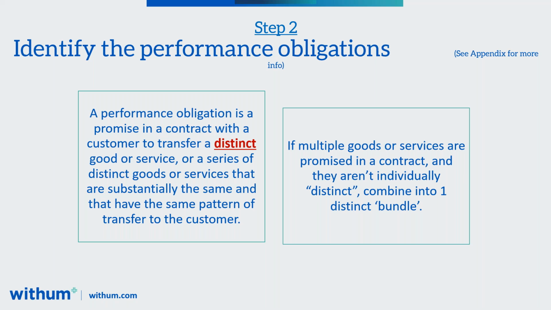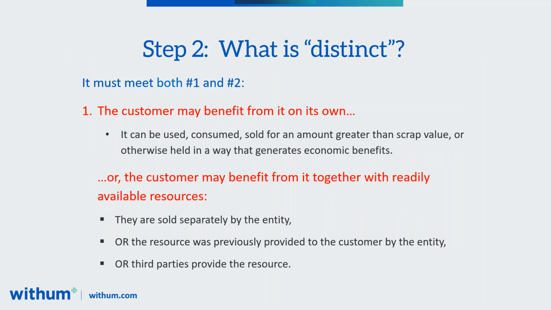And in some cases, there may be just one performance obligation. In other cases, there may be more than one. So on the left-hand side here, I've given you the accounting definition of what a performance obligation is. And no surprise, the most important word in this definition is that it is something that is distinct. So let's dive in and talk about what that power word distinct means in an accounting sense. So distinct has 2 pieces. The first piece is here on this slide.